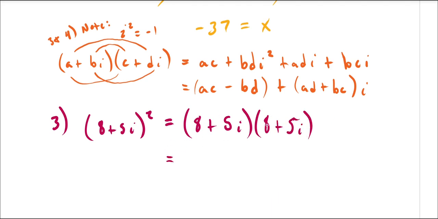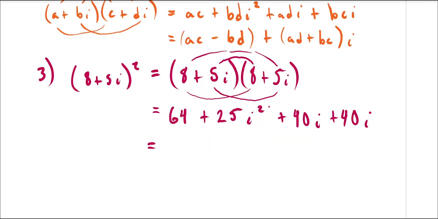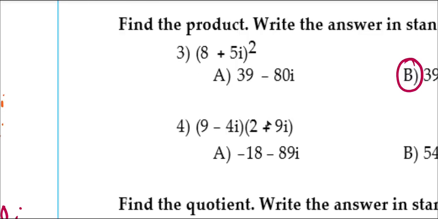Then I would multiply the 8 times the 8. I would multiply the 5i times the 5i. I would multiply 8 and 5i, and again 8 and 5i. Now this is going to be minus 1. And so here we have 64 minus 25, which gives us 39. And 40 i's plus 40 more i's is 80 i's, and that would be this complex product, which is our answer B here. See if you can pause the video and try to do number 4, using that as a template. Let's see how you did.